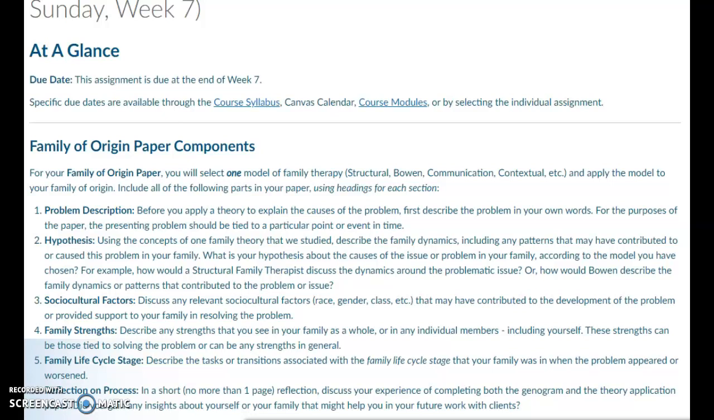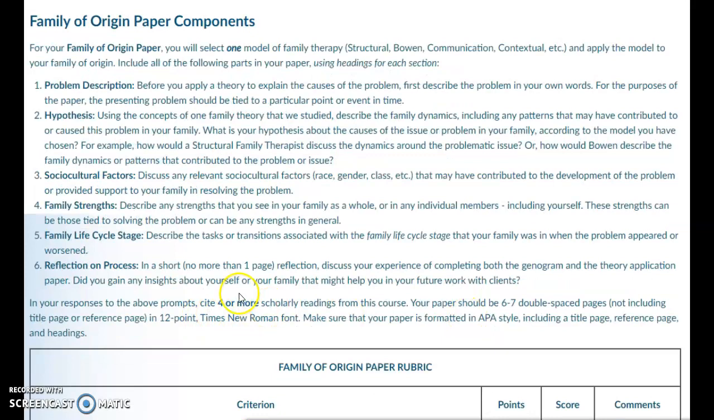You will be required to have at least 4 or more scholarly sources. You can see here, your paper should likely be between 6 and 7 pages, not including the title page and reference page, in order for it to be thorough. And this is one of the major assignments for the course, so please be sure to write clearly and proofread your paper as well.